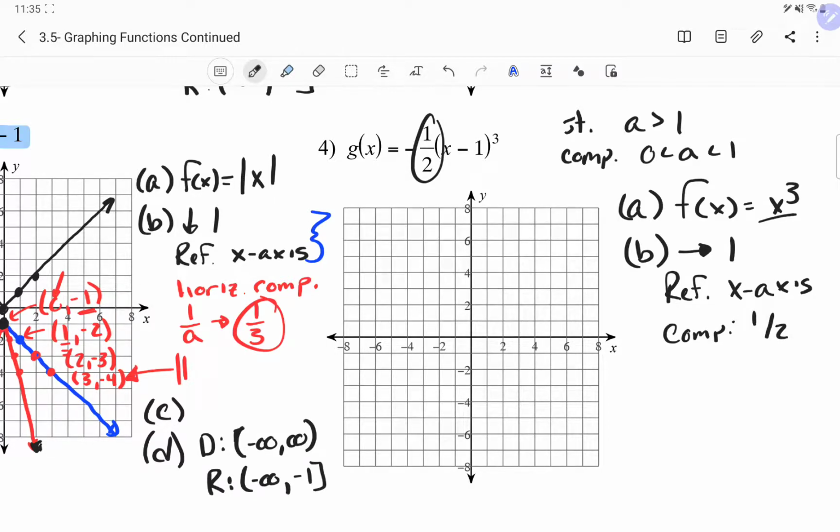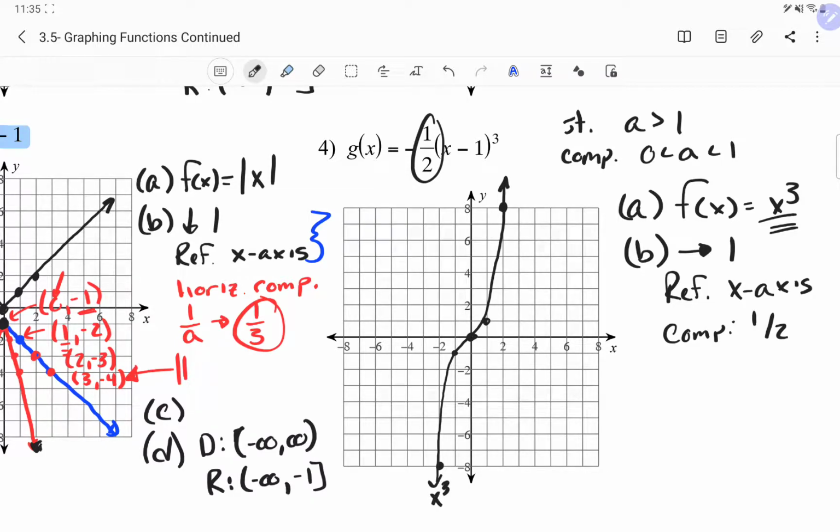So we're going to take each of our y values and multiply by 1/2. Let's go ahead and graph this function first. Okay, so it goes through the origin. We plug in 1, we get 1 out. Plug in -1, we get -1 out. We plug in 2, we get 8, so way up here. We plug in -2, we get -8. So this is our parent graph. Okay, so this is the graph of x cubed.